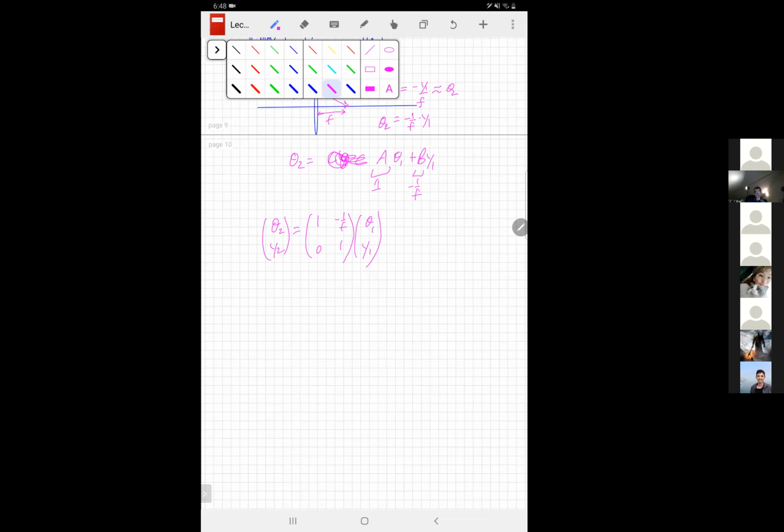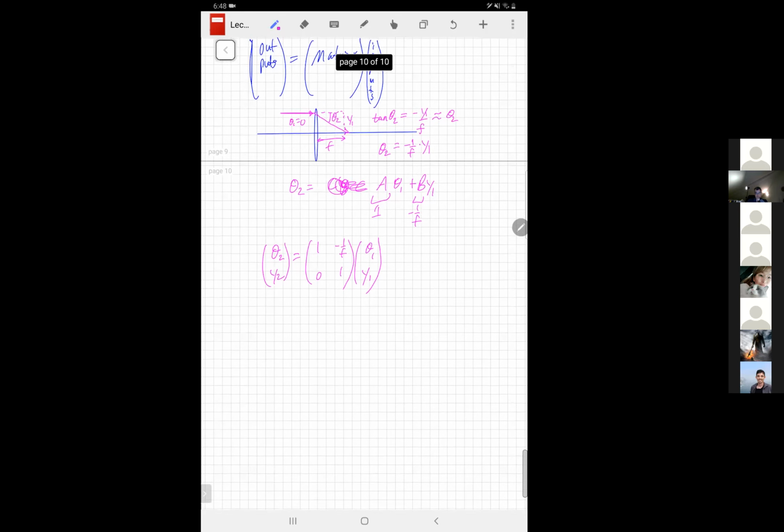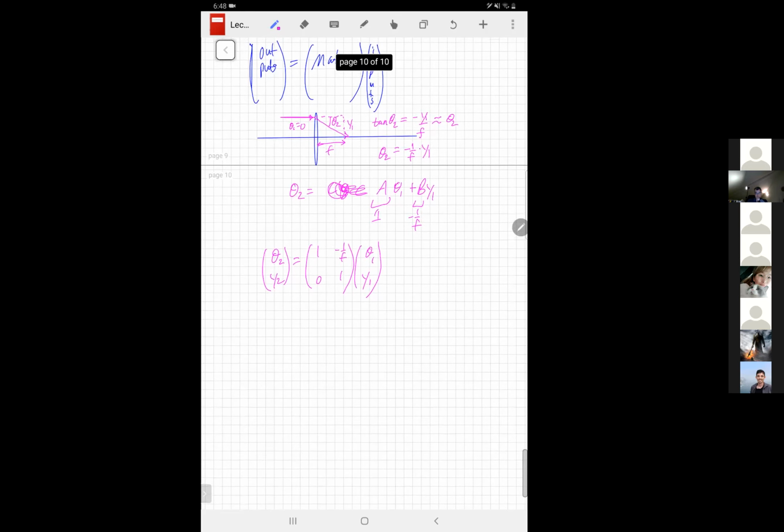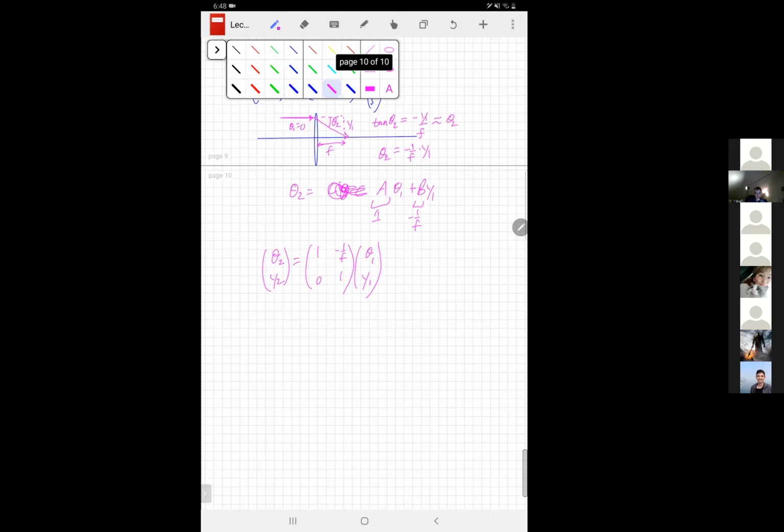I guess I'm just confused because on page 9 at the bottom, it says theta 2 equals negative 1 over f times y1. And then the next equation kind of contradicts, right? Because in that first equation, a looks to equal 0, but then the first equation on page 10 is a equals 1. Where am I getting lost? What am I missing?